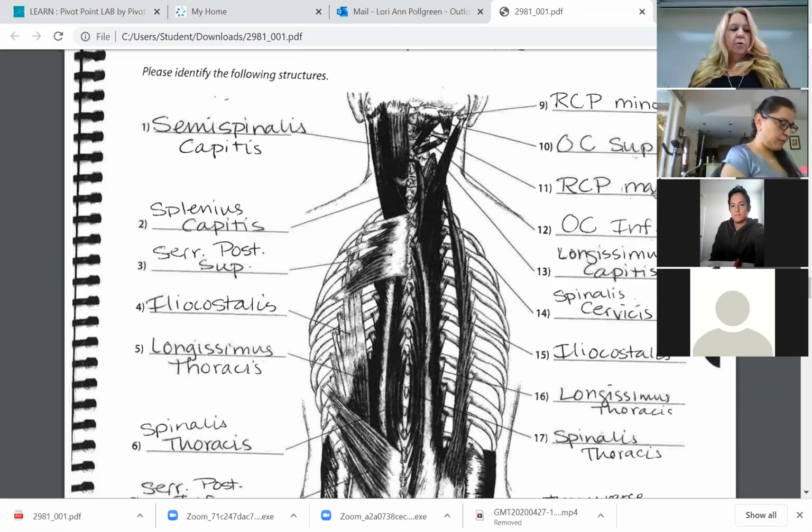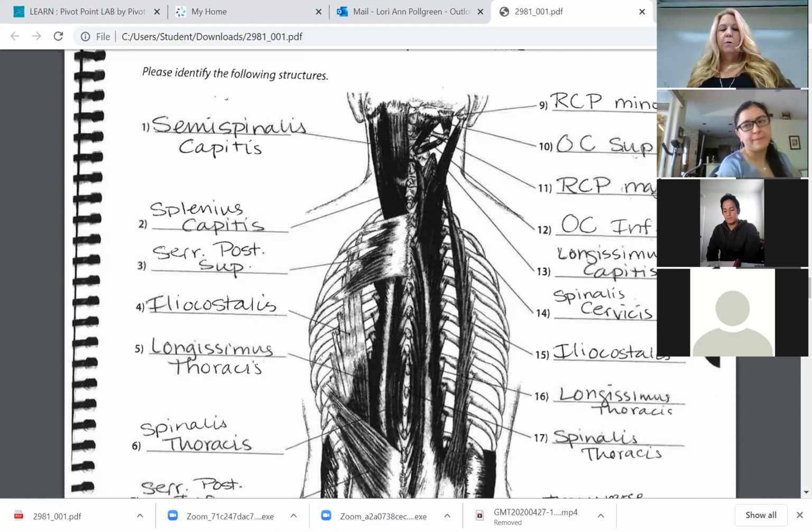5, longissimus thoracis. I don't know if you guys remember, and you can shake your head if you don't, that we have the 3 erector spinae muscles. I love spaghetti, from lateral to medial, iliocostalis, longissimus, and then spinalis. But then we get into those muscles and they're further broken down into smaller groups. So like longissimus thoracis is part of the longissimus erector spinae muscle. Number 5, longissimus thoracis, and we can see it's attaching to the thoracic region of our body.